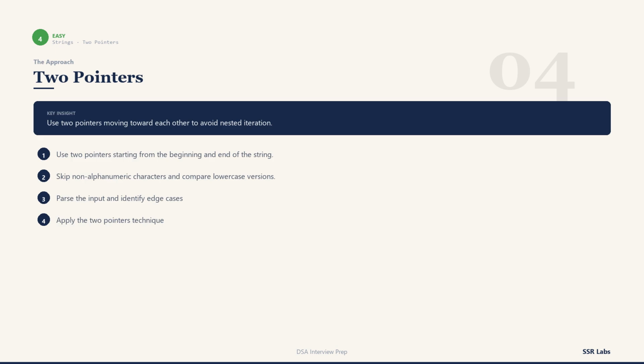Now here's where it gets interesting. Use two pointers moving toward each other to avoid nested iteration. Think about what that means for our approach. First, use two pointers starting from the beginning and end of the string. Then, skip non-alphanumeric characters and compare lowercase versions. Next, parse the input and identify edge cases. And finally, apply the two pointers technique. That's it. Simple once you see it, but powerful.